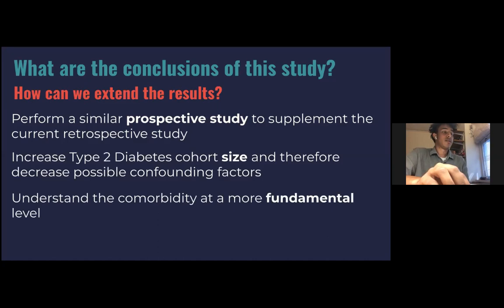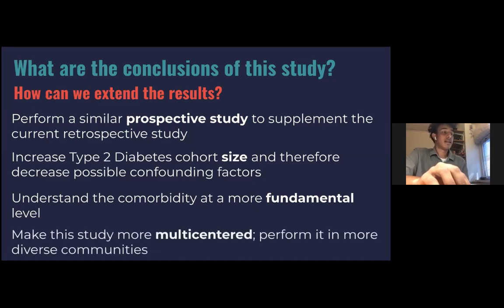Okay, so another thing that we could do is to understand the comorbidity between COVID-19 and type 2 diabetes at a more fundamental level. And what I mean by fundamental is more at a basic science level. So understanding the comorbidity at a biochemical level, at a biophysical level, so that we could potentially create really specific treatments for individuals who suffer from both type 2 diabetes and COVID-19. And this could manifest in pharmaceutical treatment, but it could definitely be something else.